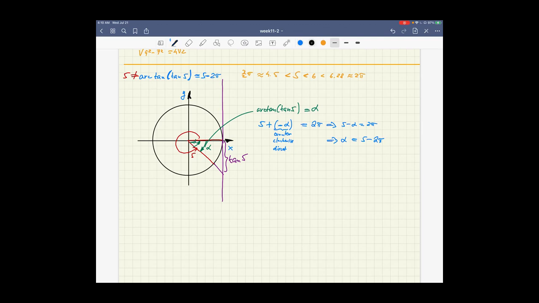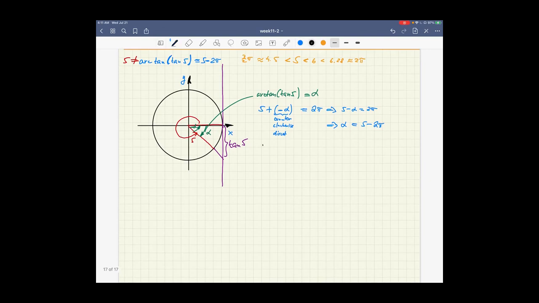And you can check. We need to check two things. First, that tangent of 5 minus 2 pi equals tangent 5. Well, that's for sure. Tangent is a pi periodic function, and tangent of 5 minus 2 pi is tangent of 5 minus pi, which is the same as tangent of 5.